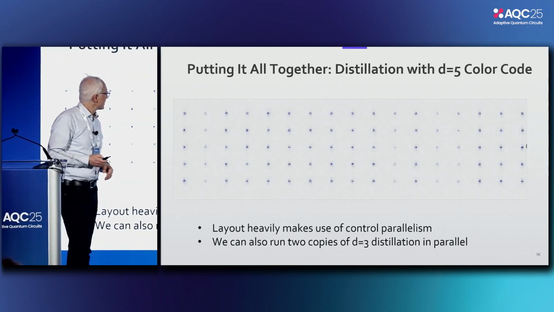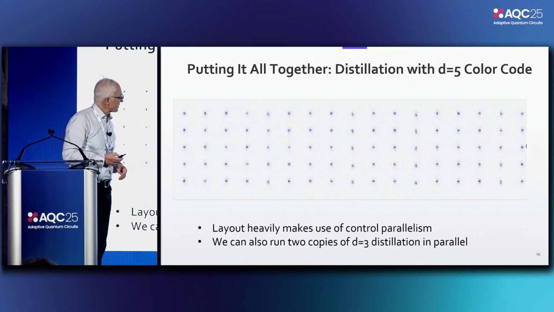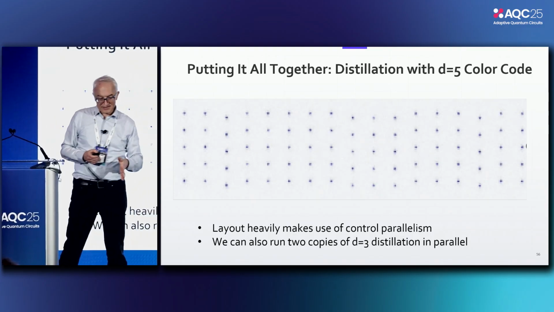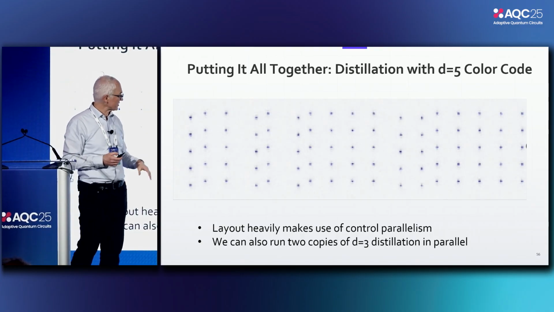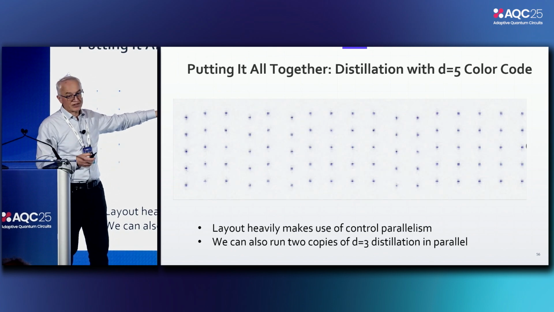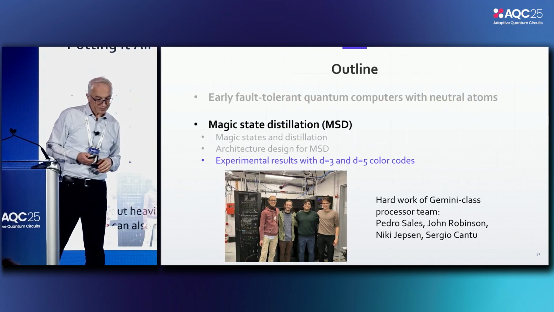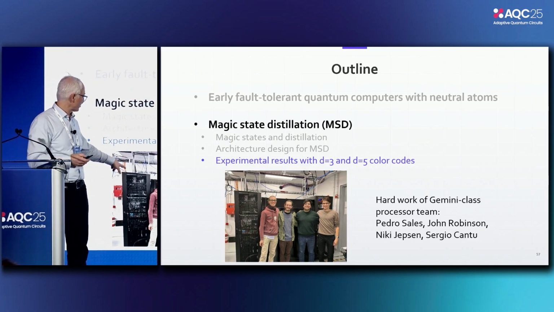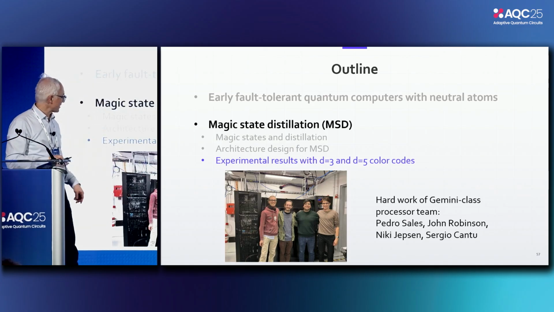And this is what it looks like for the distillation for the D=5 color code. And again, what you see is that there's some good degree of parallelism. In this case, the atoms are moved in rows or maybe pairs of rows, etc. And whenever the atoms are placed close to each other, that's when a 2-qubit quantum gate occurs. So this is the team at QuEra, including Sergio Cantu, Pedro Sales, John Robinson, and Nicky Jepsen.